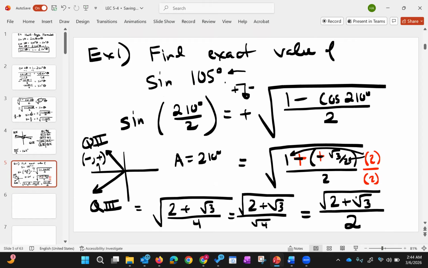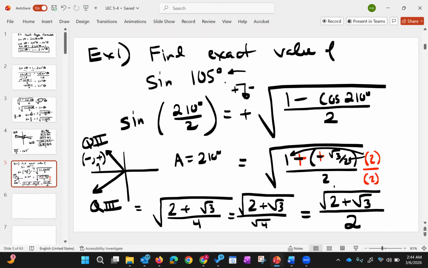So it looks funny though, right? Probably one of the first times you see a square root inside a square root, a square root of 3 inside a square root of 2 plus square root of 3. And that's still okay. That is the exact answer. We just figured out the exact value of sine of 105.